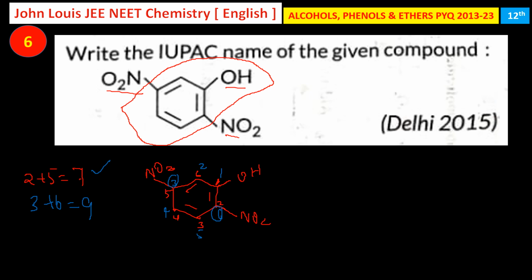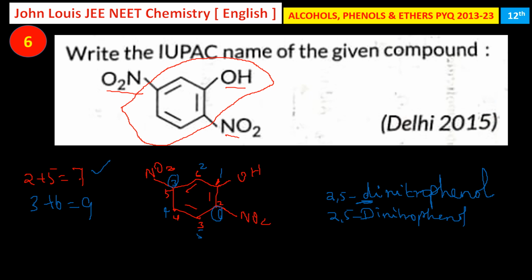Okay, now what is the main compound here? The main compound is phenol. The parent compound is phenol. So in phenol, in the second position and in the fifth position, what is there? Nitro groups are there. Therefore, 2,5-dinitrophenol. Dinitrophenol, so the first letter should be a capital letter. So dinitrophenol, and in front here 2,5 hyphen.